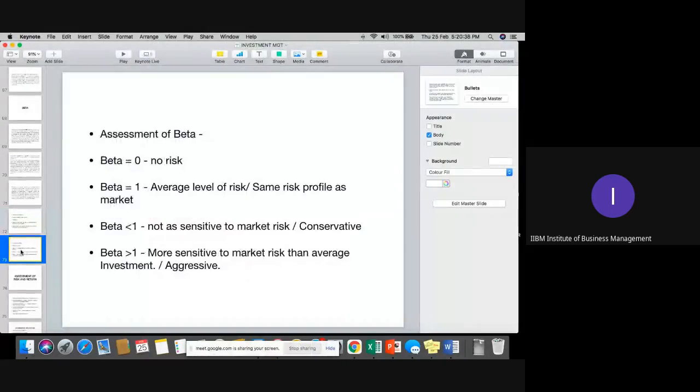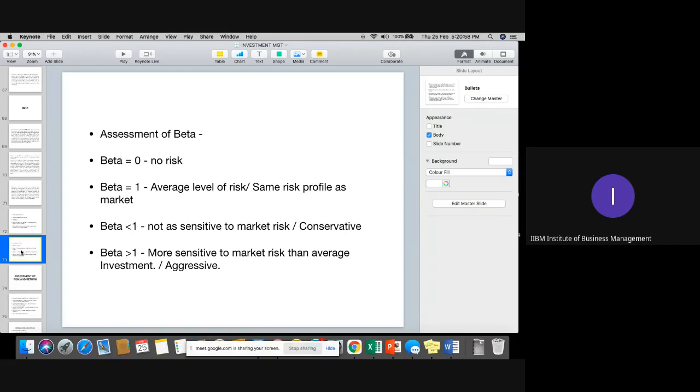Now you can see that when we assess the beta calculation, always remember, when the beta value is 0, there is no risk of portfolio. When the beta is equal to 1, it is an average level of risk, or you get the same risk profile as the market. Means whatever the market risk is, your portfolio also possesses the same level of risk.